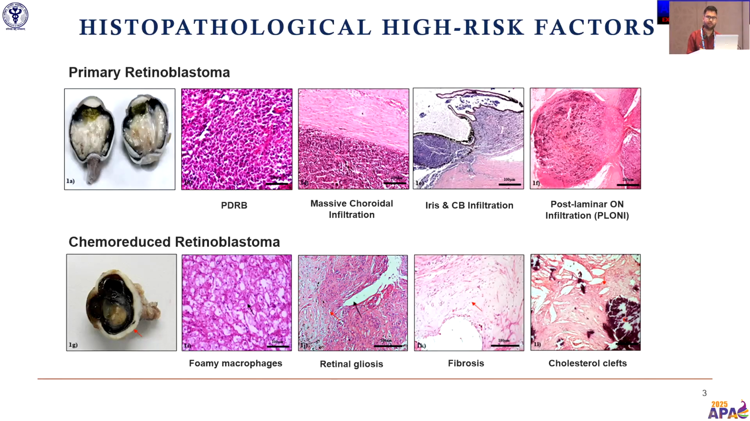Histopathological factors that are associated with retinoblastoma. In primary retinoblastoma, as you can see, PDRB, massive choroidal infiltration, iris and CB infiltration, and Polony were present. And in chemo-reduced retinoblastoma, along with these features, foamy macrophages, retinal gliosis, fibrosis, and cholesterol clefts are present.